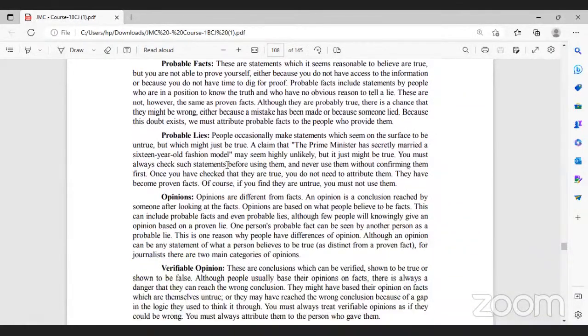Then probable lies is about how people occasionally make statements which seem on the surface to be untrue, but which might just be true. For example, the Prime Minister has secretly married a 16-year-old fashion model. It just might be true. You always check such statements before using them and never use them without confirming them first.